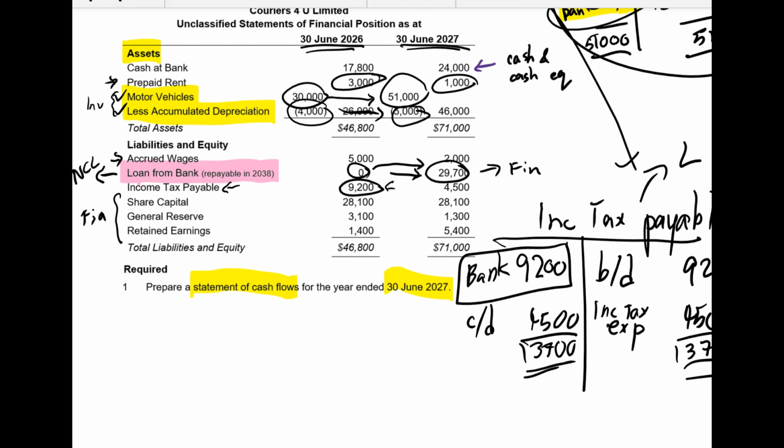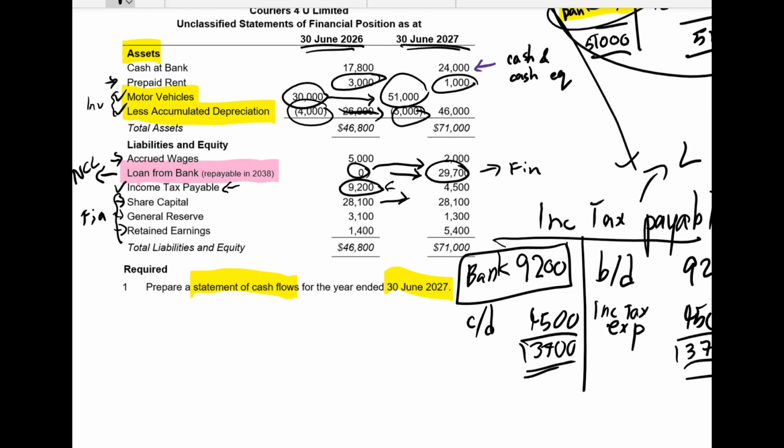So income tax payable, we have done this part over here. Now we look at your financing activities. If you notice your share capital, we are looking at our equity section over here. Share capital, general reserve, and retained earnings are equity. So we are looking at these three accounts. So share capital remains the same for the year.